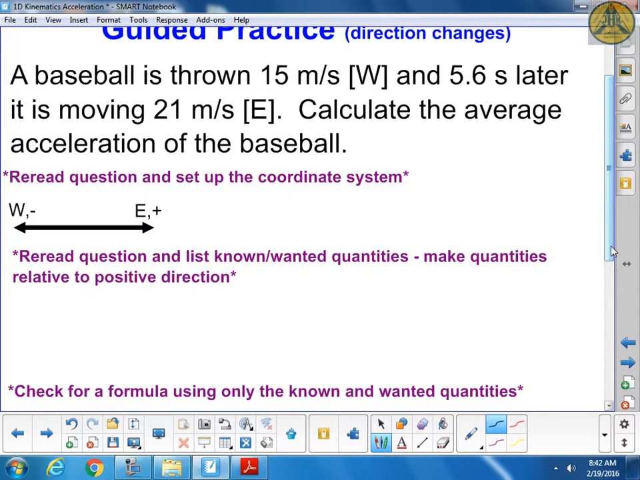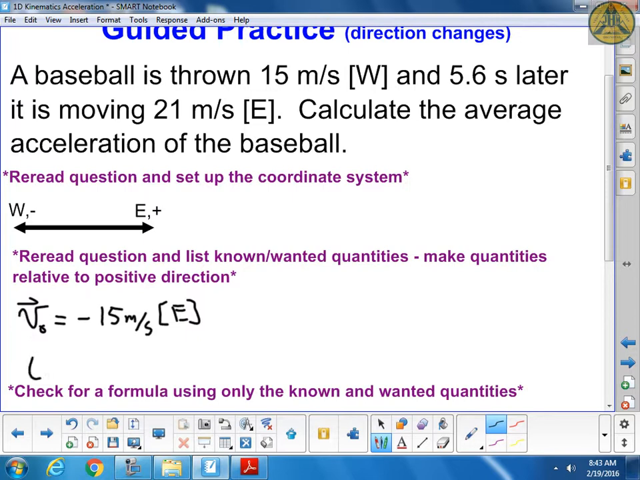First thing I get is baseball is thrown 15 meters per second west. So that's going to be initial velocity. That's how fast it's moving at the start. It'll be negative 15 meters per second relative to the positive direction, so east. 5.6 seconds later, so that's my time.